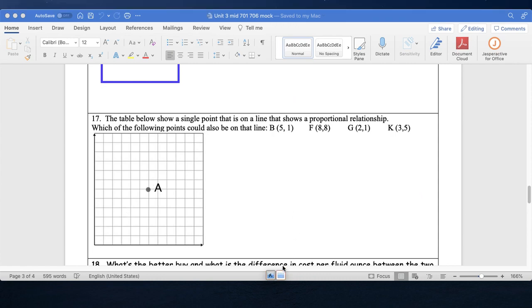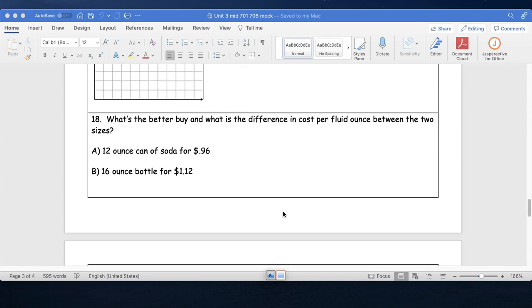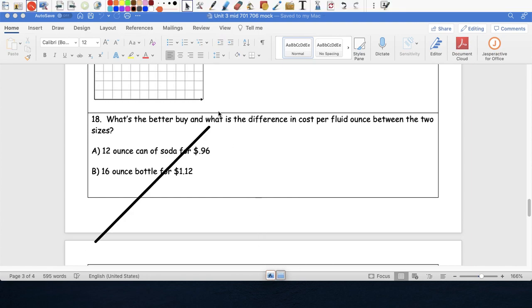How are we doing? No, almost, yeah, sort of. What's a better buy? What's the difference? Okay, in cost.